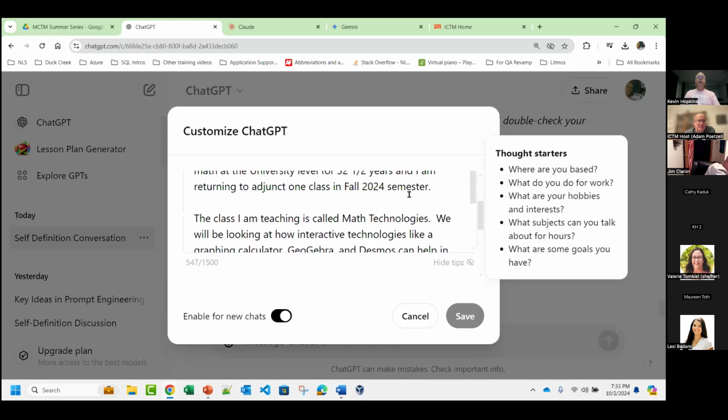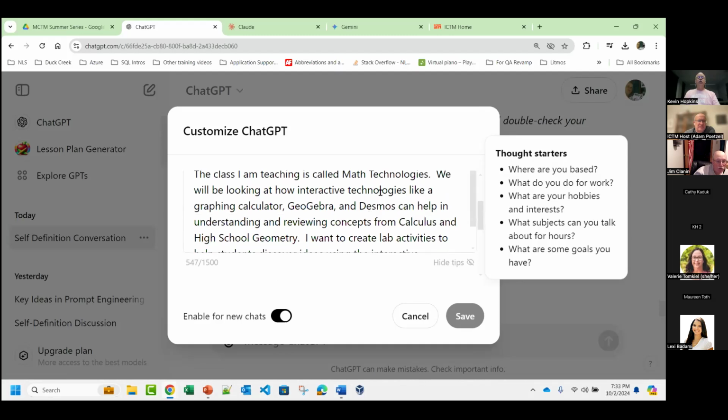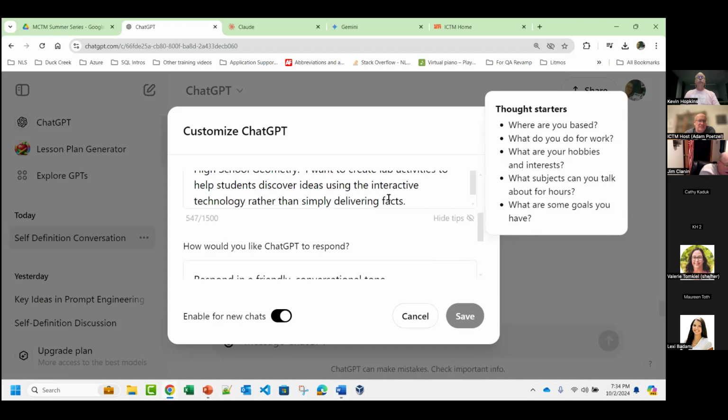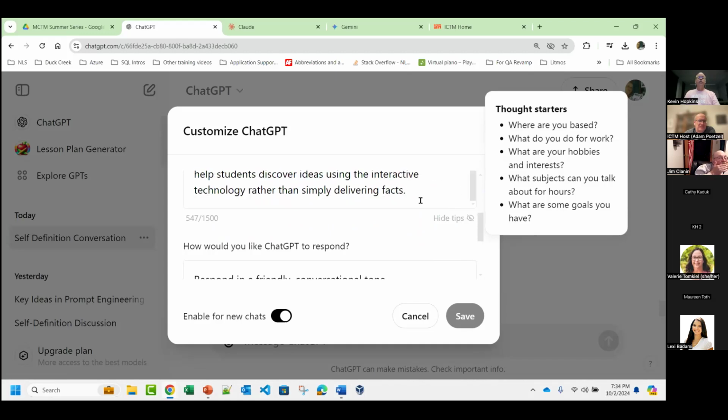And notice one of the things I wanted to do, I'm teaching a class called Math Technologies, looking at how interactive technologies like the graphing calculator, GeoGebra, Desmos can help in understanding and reviewing concepts from calculus and high school geometry. And also some data concepts I'm going to be working with. So I want it to create lab activities.